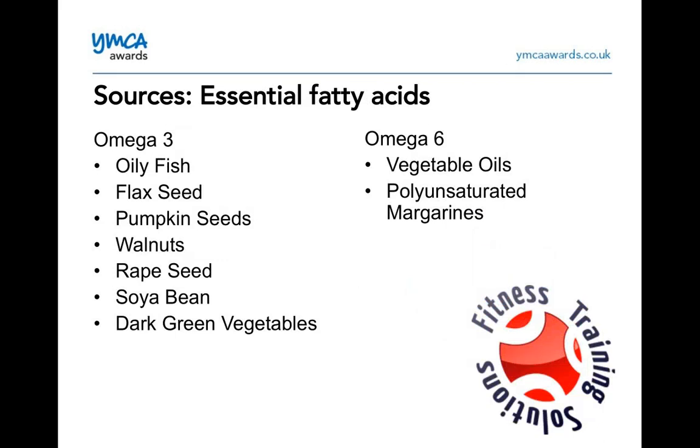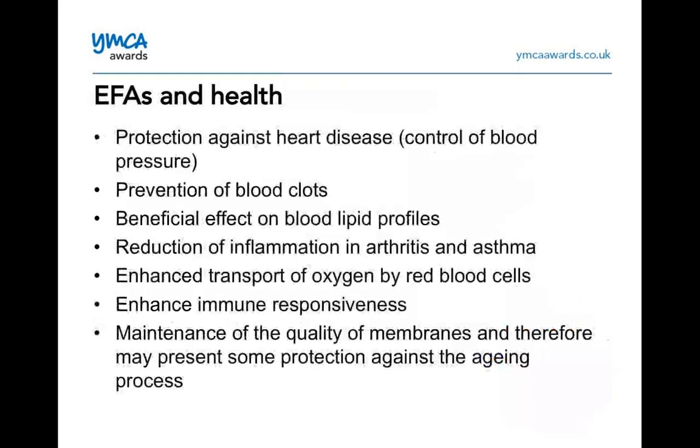So sources of essential fatty acids. The first one is your omega-3. Omega-3 is going to be found in the oily fish, flax seeds, pumpkin seeds, walnuts, rapeseed, soybeans, and dark green vegetables. Whereas omega-6 is going to be found in vegetable oils and polyunsaturated margarines. So what are the benefits? What's it going to help?